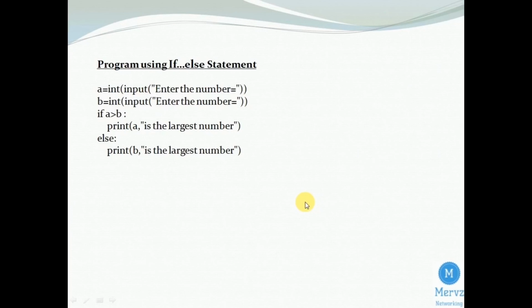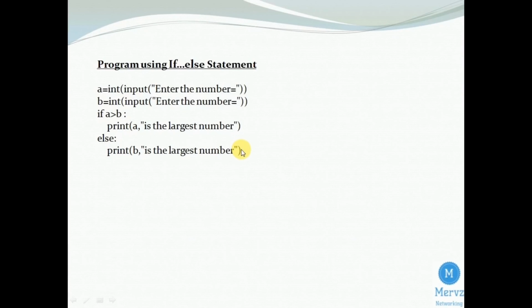In this program, we are going to find the largest of two numbers. A is a variable holding an integer input, enter the number. Similar for B also. If A greater than B. Here A greater than B is a test expression. If this test expression is true, the body of if will be executed. If it is false, the body of else will be executed.